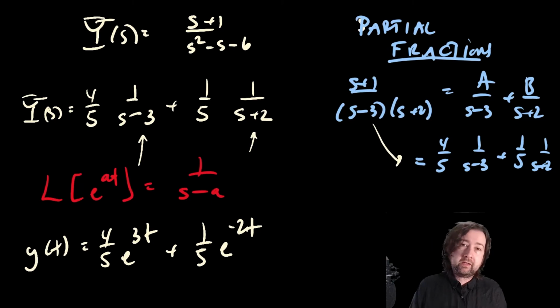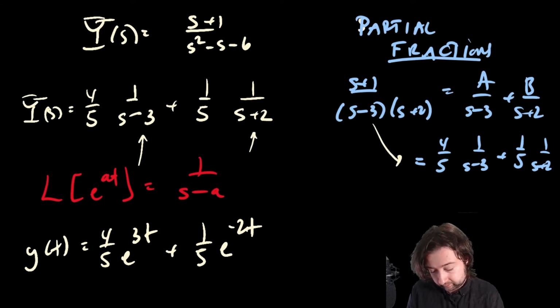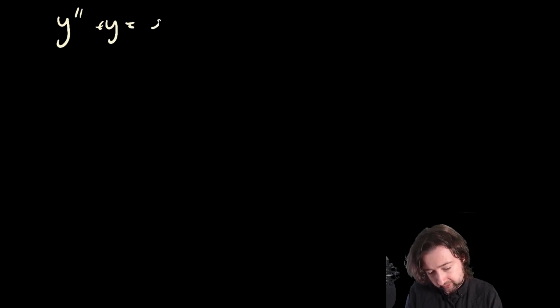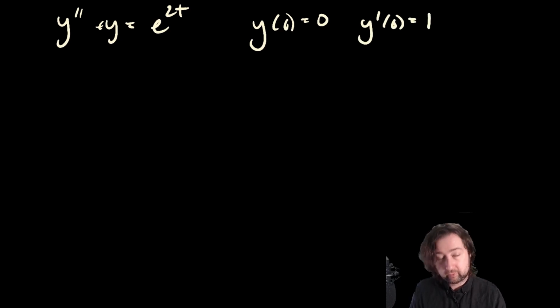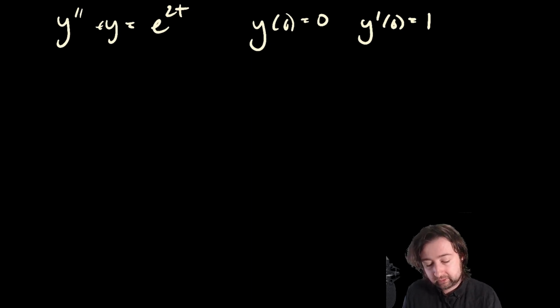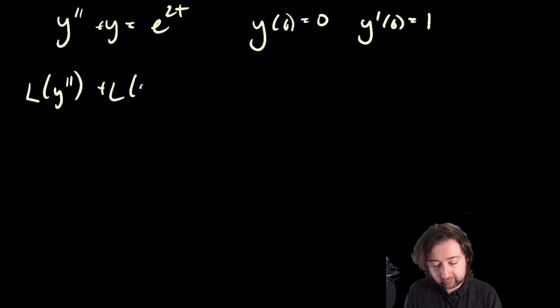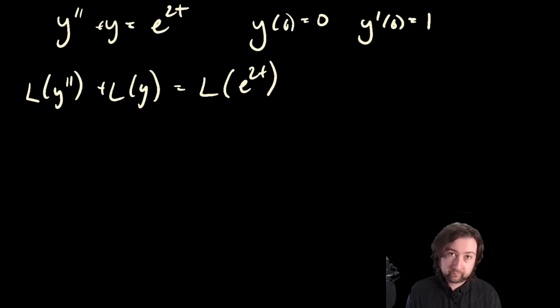All right, so for our last example, we're going to look at a slightly more complicated problem that has a forcing function. So let's look at y'' + y = e^(2t), where y(0) = 0, and y'(0) = 1. So we take the Laplace transform of both sides. What do we get? So we're going to get the Laplace transform of y'' plus the Laplace transform of y is equal to the Laplace transform of e^(2t).